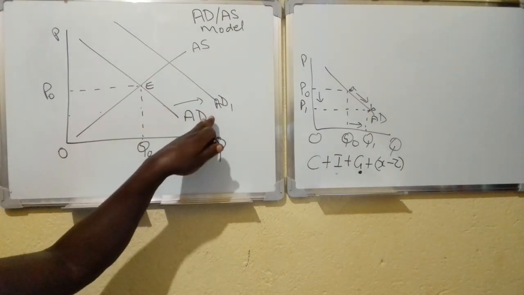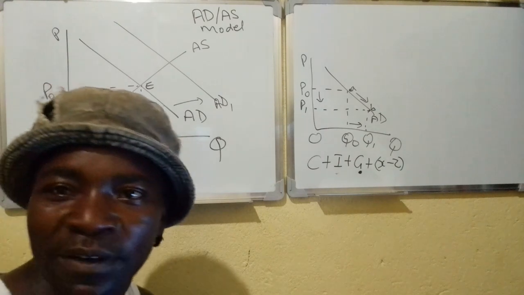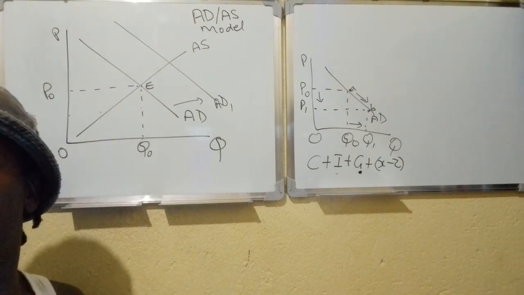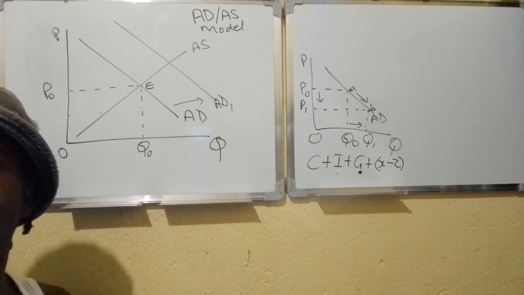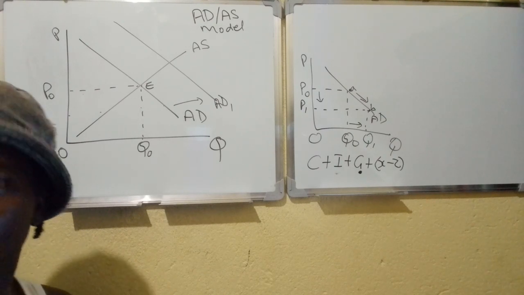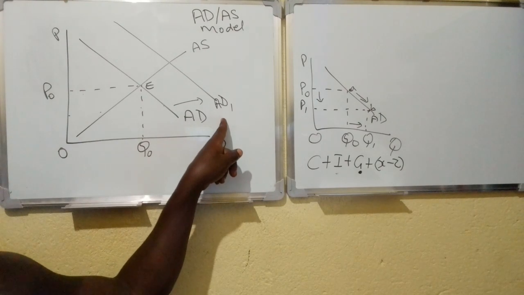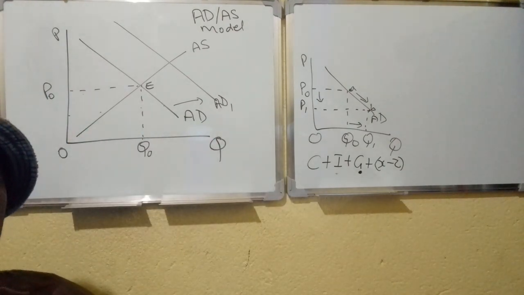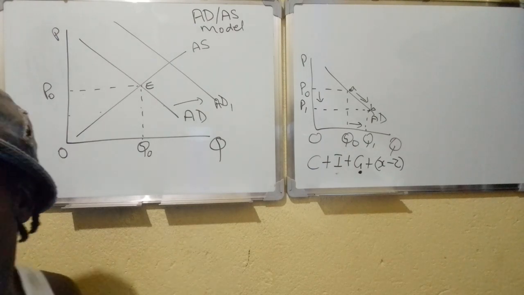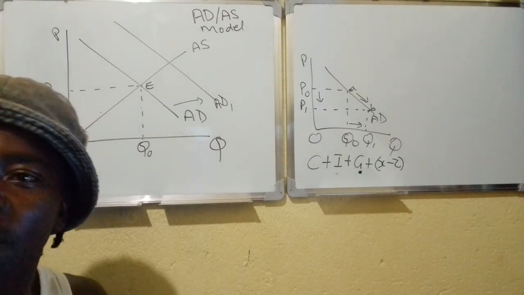Usually, how does the government expenditure increase? Usually the government expenditure increases when the government wants to stimulate the economy. They apply what is called expansionary fiscal policy. Increase in government expenditure causes the AD curve to shift to the right. By the way, the government can also apply a contractionary fiscal policy.